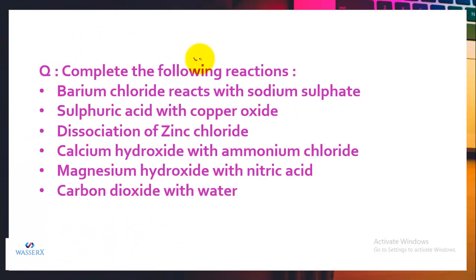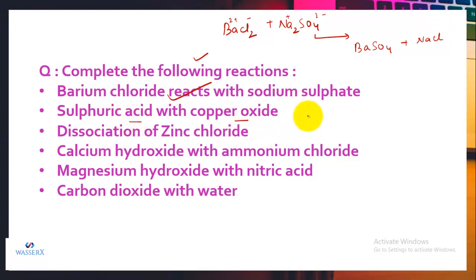Next we have, complete the following reactions. The first reaction we have to complete is barium chloride reacting with sodium sulfate. Barium chloride is BaCl2 and sodium sulfate is Na2SO4. When they react, you write the valencies like this. They will interchange their valencies and you'll get BaSO4, barium sulfate, and you'll get sodium chloride. So this is how barium chloride reacts with sodium sulfate. Second, we have to do sulfuric acid and copper oxide. Sulfuric acid is H2SO4, copper oxide is CuO.